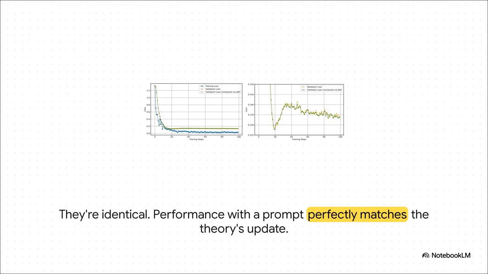And the results? Well, take a look at this. This graph is basically the smoking gun. The yellow line shows the model's performance when it's learning from the prompt, and the green line? That shows its performance when the researchers just use their calculated implicit update. They're identical. The theory perfectly predicted exactly how the model would behave. This isn't just a clever idea, it's mathematically real.